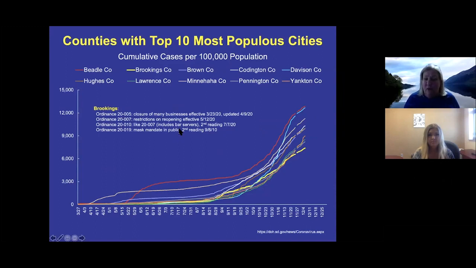So that's why we do rates, and I just want to talk about some trends. This is cumulative cases per 100,000 population. So all of these numbers have been adjusted for the different population sizes because, as I just said, we don't want to compare Minnehaha case numbers to Brookings case numbers because they have such a larger population. It's going to be a lot larger. But what we want to know is what's the rate, how many per population. And this is what you get.